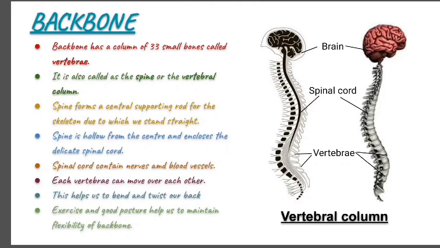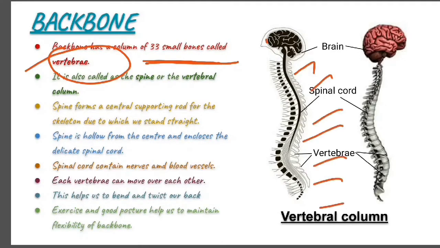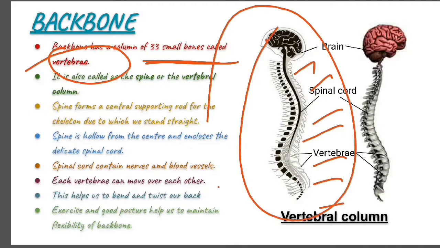Now it comes to the backbone. The skull is attached to the backbone. Now what is the backbone? The backbone generally has a column of 33 small bones called vertebrae. You have definitely heard this word in your previous classes also, that it is made up of 33 small bones. All of these are bones here, and they are 33 in number.